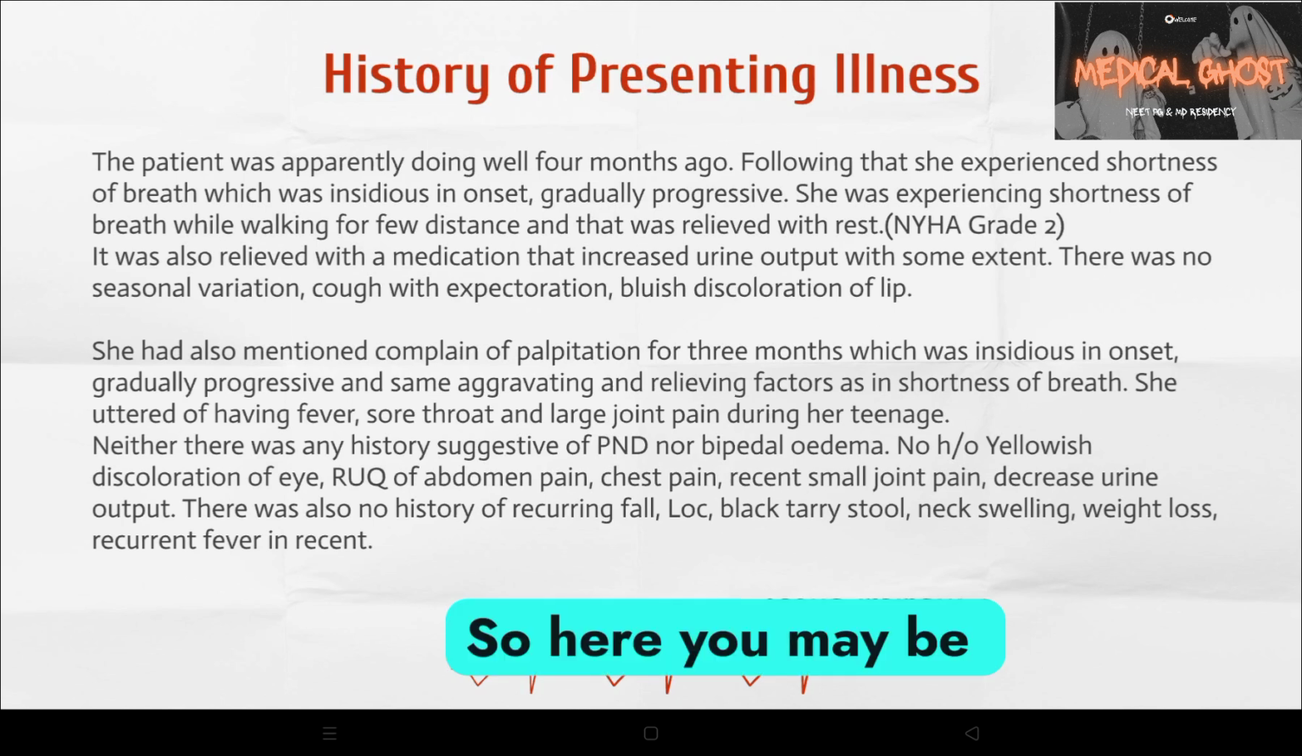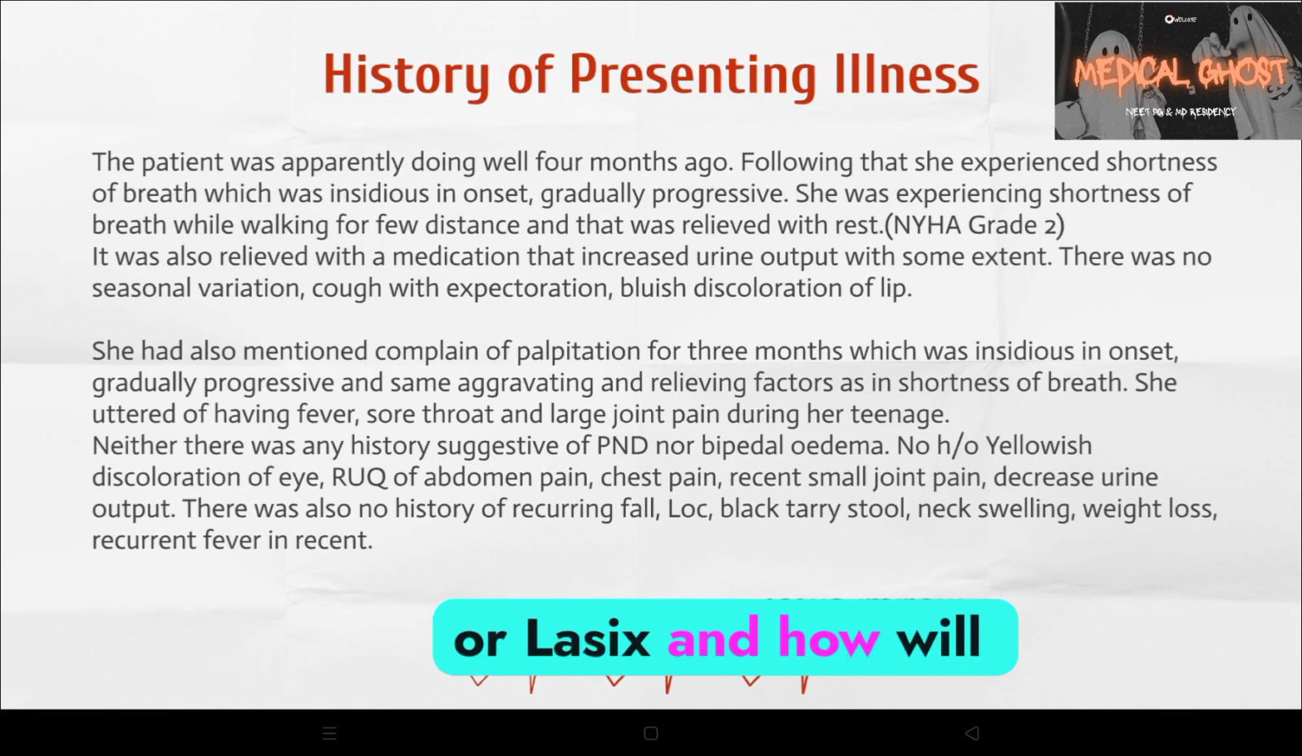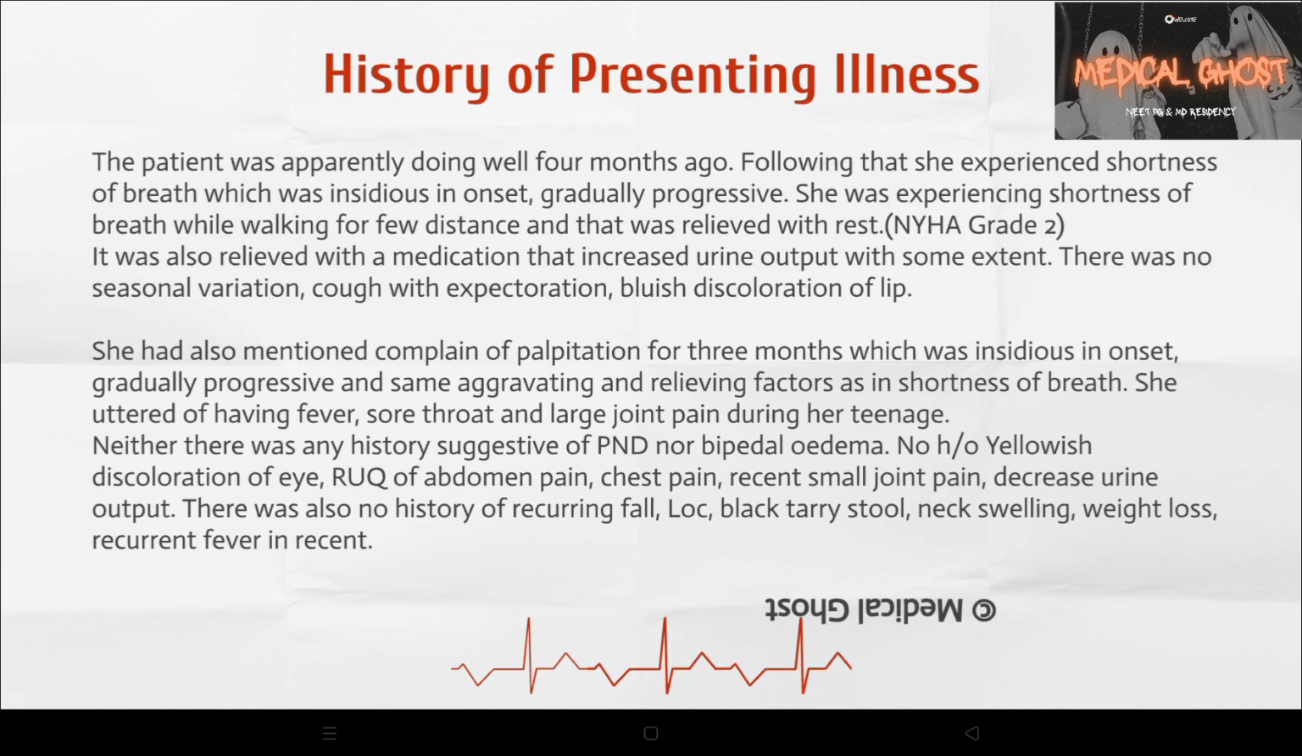So here you may be asked to name a drug that increases urine volume, that is furosemide or Lasix, and how you will differentiate cardiac dyspnea from respiratory cause of dyspnea. So you may be asked regarding how to differentiate cardiac dyspnea and respiratory dyspnea.